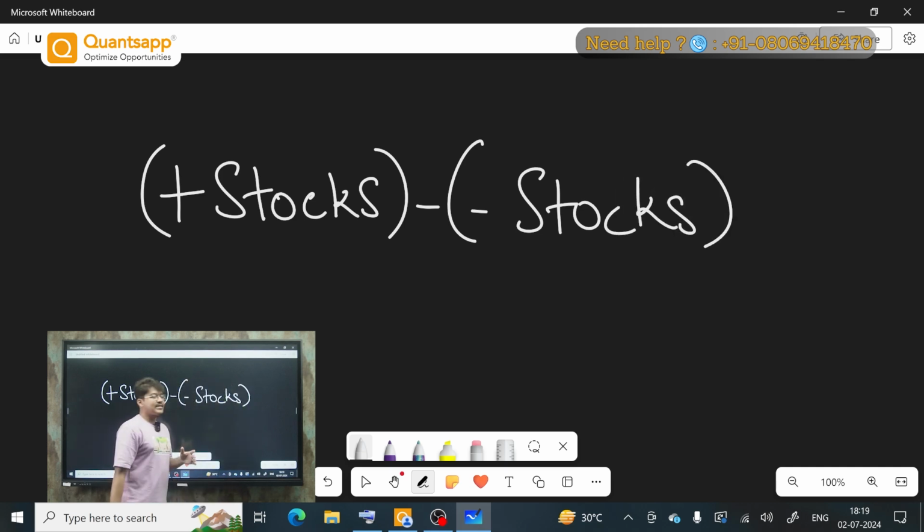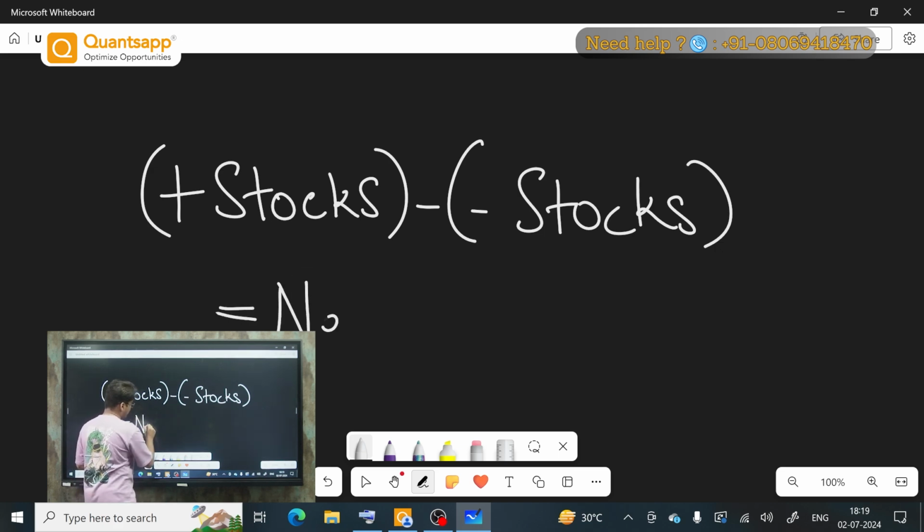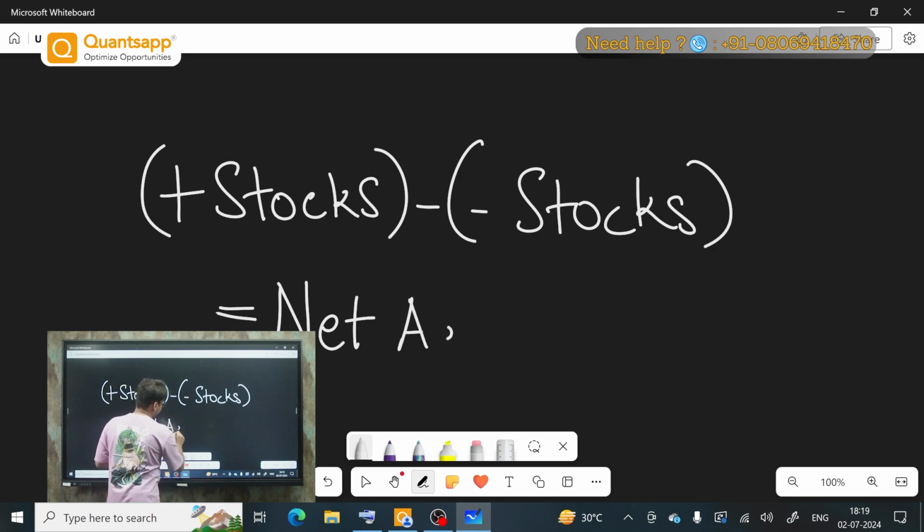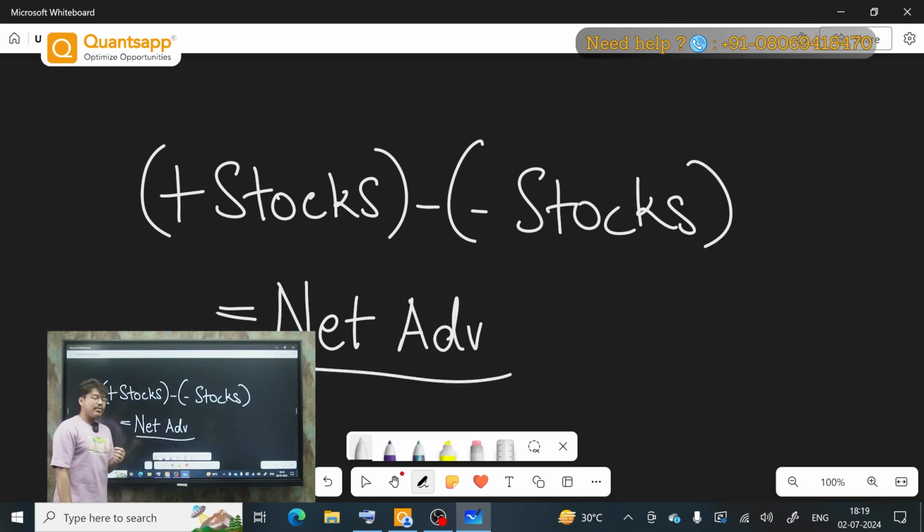If you just run this calculation, whatever positive stocks and negative stocks you have in the market, you will end up with net advance. So advance decline is used for identifying net advance. So net, I'll just write ADV. Net advance is the number that you need.